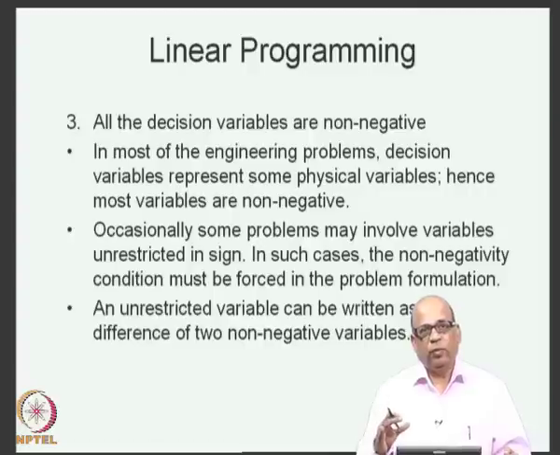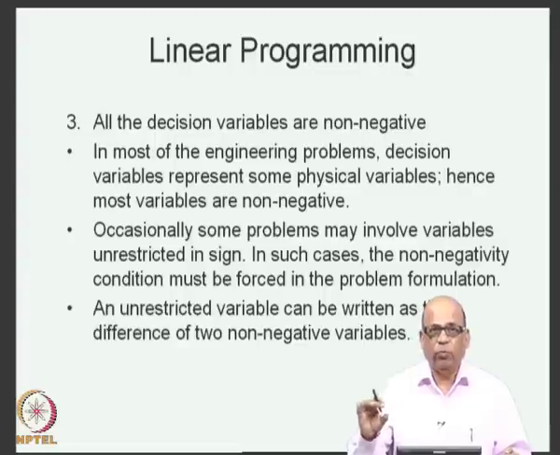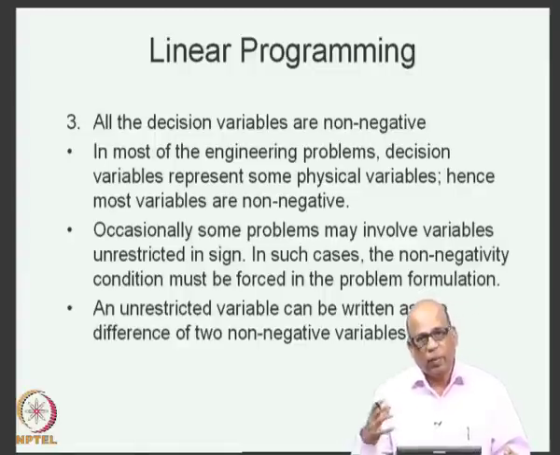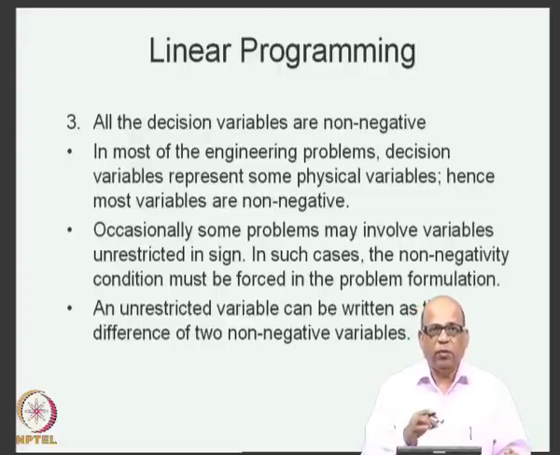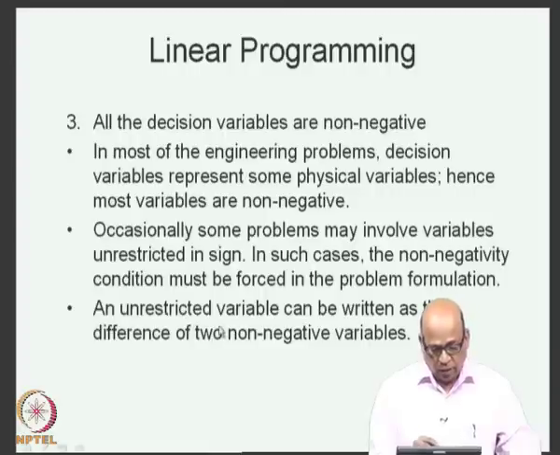If we express this x as a difference of two non-negative variables, let us say x is equal to x1 prime minus x2 prime, then x1 prime and x2 prime will go as decision variables. So, x1 prime and x2 prime can be non-negative, so that if x is negative, then x2 prime will be greater than x1 prime. Let us look at it more formally. An unrestricted variable can be written as the difference of two non-negative variables.